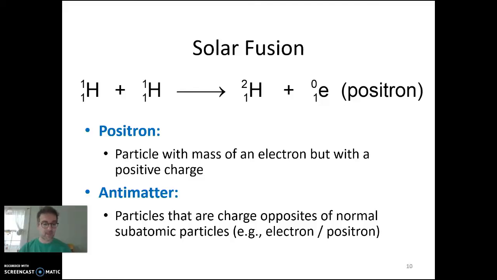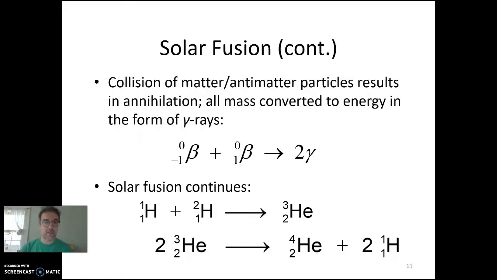And a positron, remember, is a particle that has the mass of an electron, but with a positive charge. And this gets us into the concept of matter and antimatter, so particles that are the charge opposites of normal subatomic particles. So we have an electron as matter and a positron as its antimatter pair. Collision of matter and antimatter particles results in annihilation, where we convert all of that mass into energy, and that releases a lot of energy.